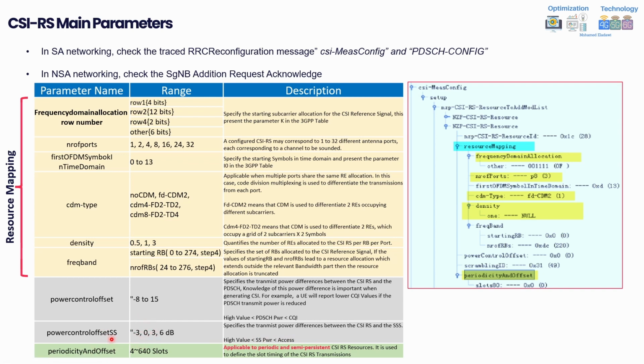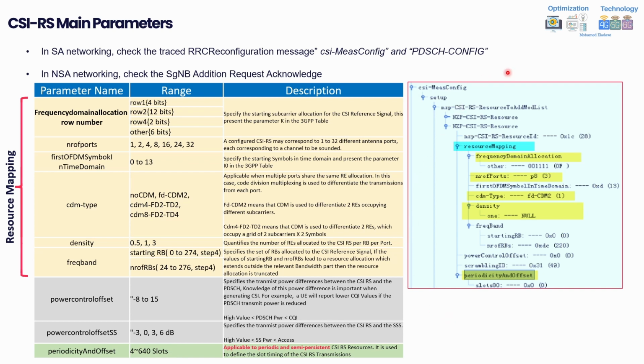The last part, which we usually look into in any network, is related to the periodicity. For example, if you are speaking about periodic and semi-persistent CSI-RS, this is not applicable to aperiodic. The periodicity means that the user will understand that it will be receiving the CSI resources, for example, every 40 slots, or 40 milliseconds, 80 milliseconds, 120, and so on. And usually the default value for most networks and vendors is around 14 milliseconds.